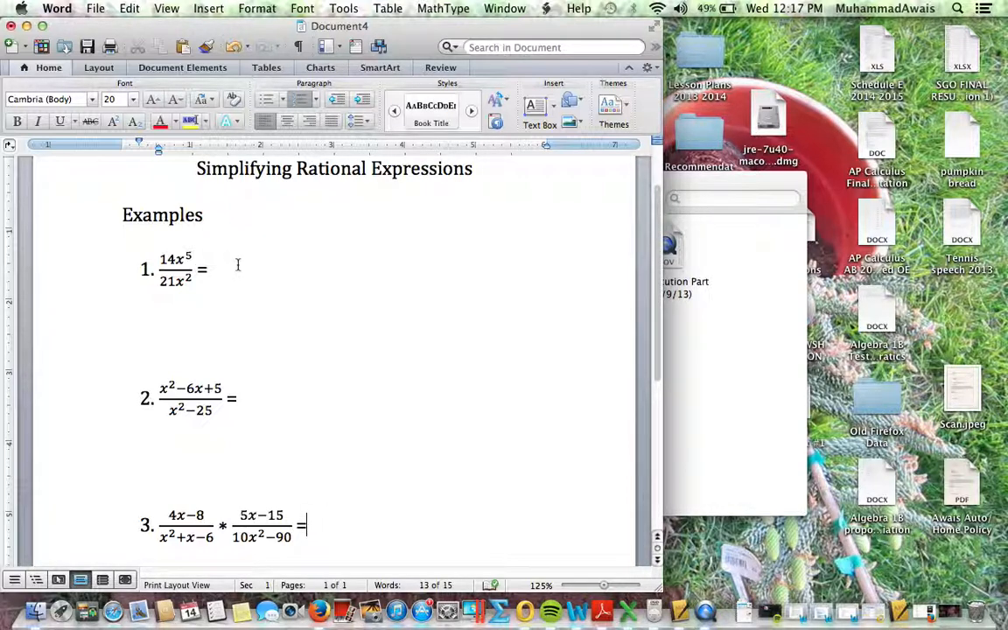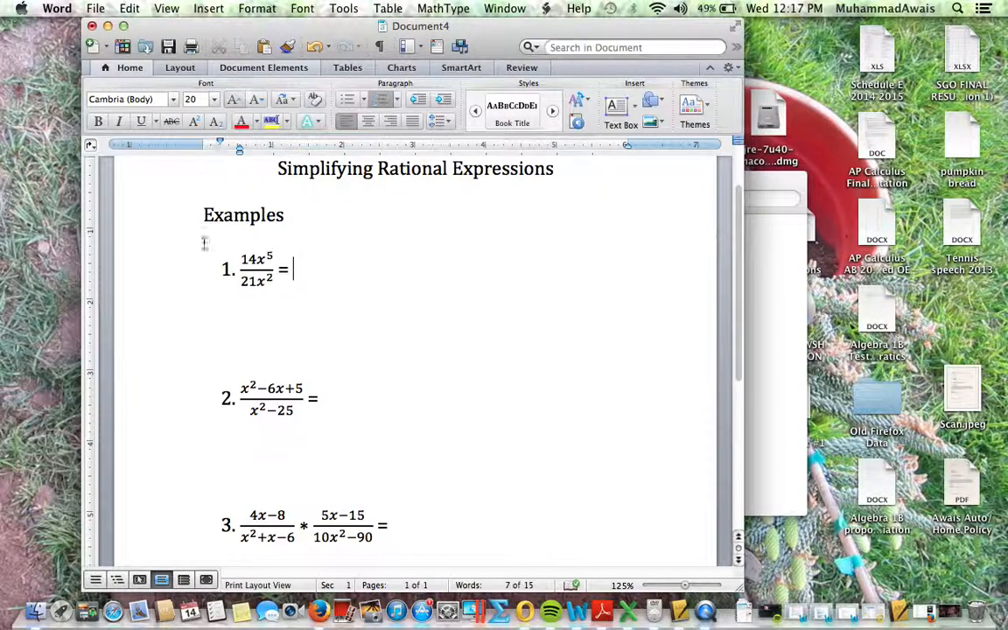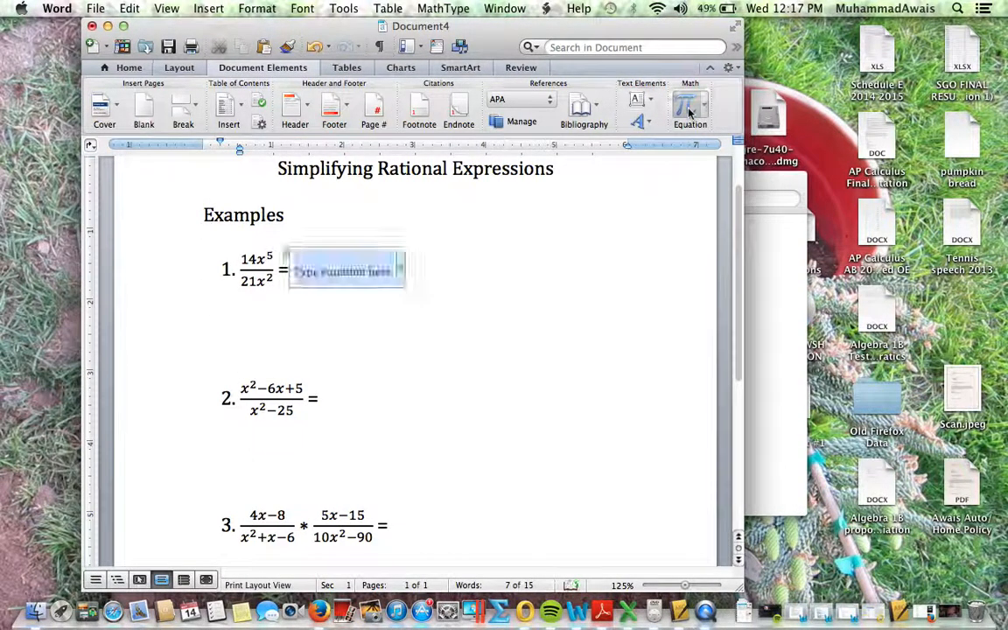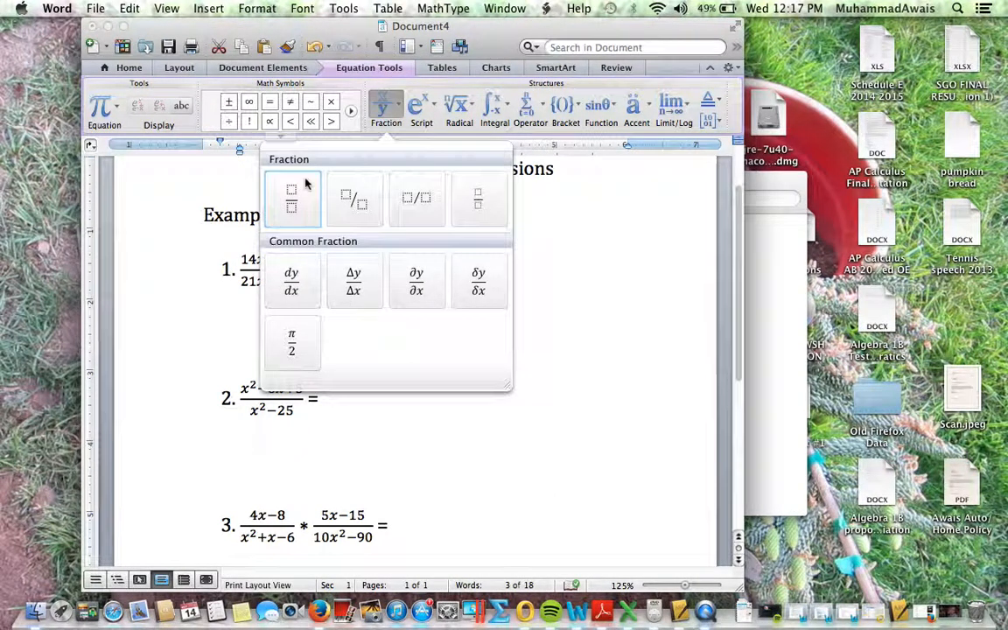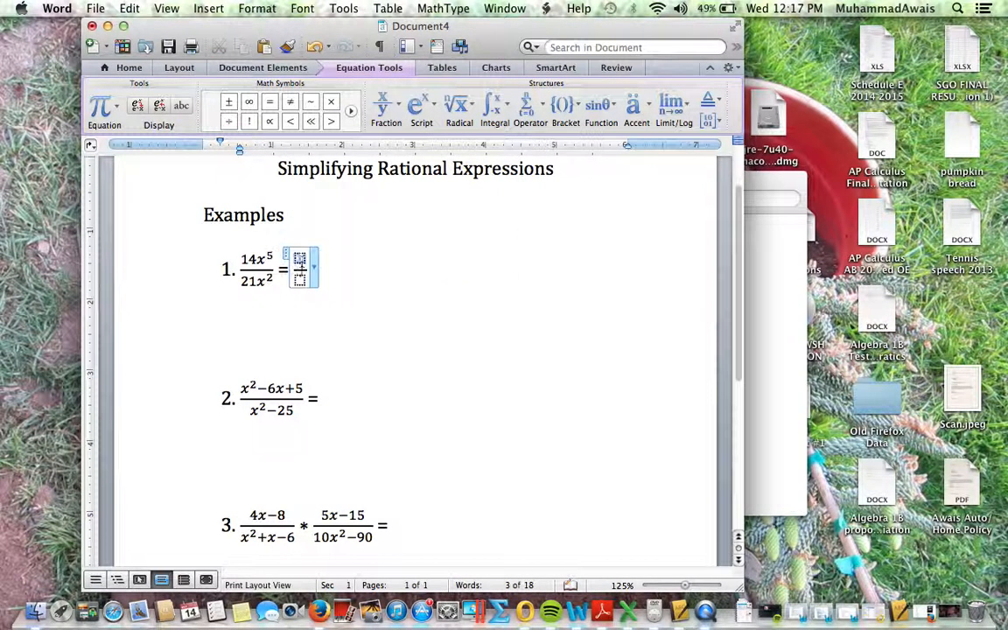Simplifying rational expressions. We've already seen this before. Let's take a look. First one: 14x to the fifth minus 21x squared. All right, let's see what's happening with this. We've done this before. Got a monomial over a monomial. So I think the best way of going about doing it is something called simplify.